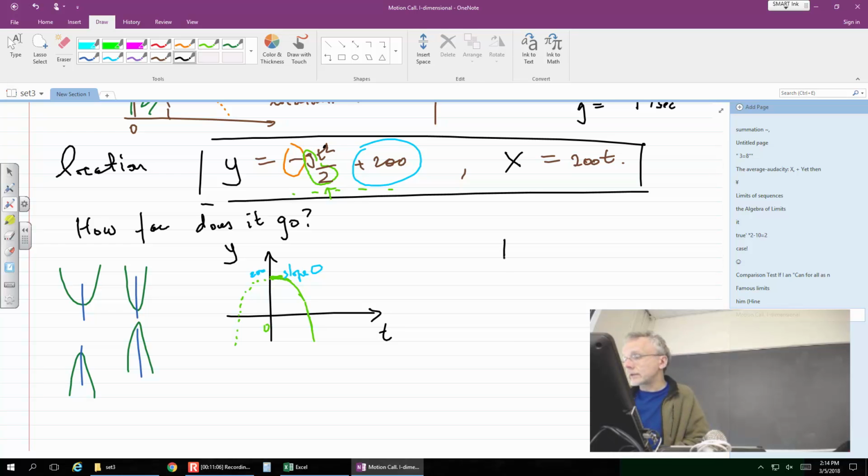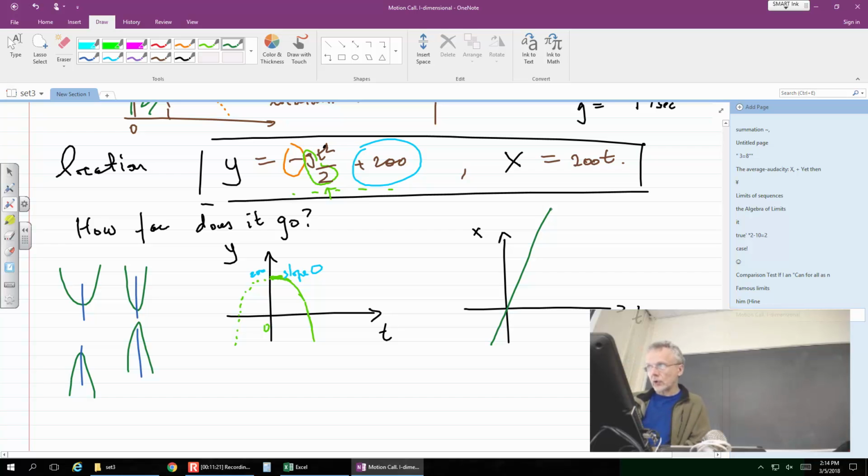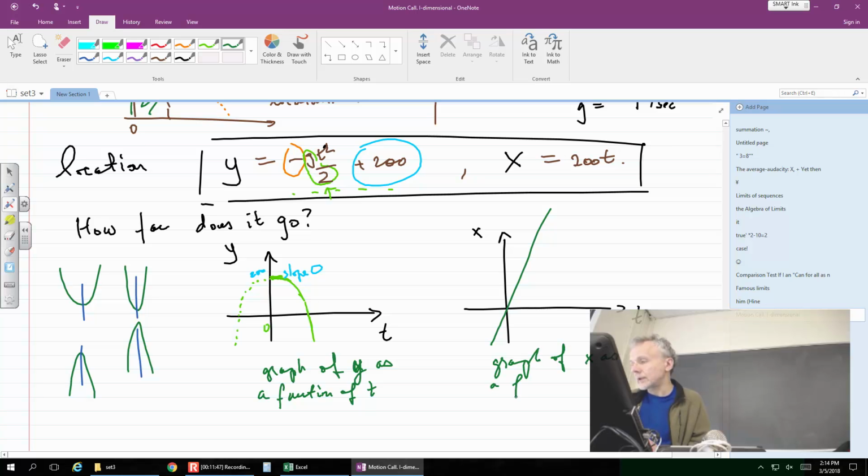But really what we care about is the whole picture. So we need also x as a function of t. Fortunately, it is a very simple one. It goes like this: a straight line at slope 200. And only the combination of these two gives me the path. So this is the graph of y as a function of time. This is the graph of x as a function of t.